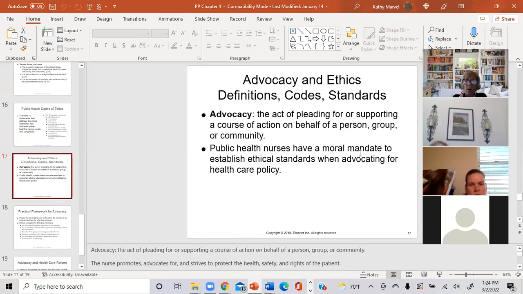One of our roles as a nurse when we're working in the nursing profession in general is advocacy. This slide 17 focuses on advocacy and ethics. How do we advocate? Using ethical principles. Public health nurses have a moral mandate to establish ethical standards when advocating, whether it's advocating for clients, for healthcare policies, or for access. Your three core principles.